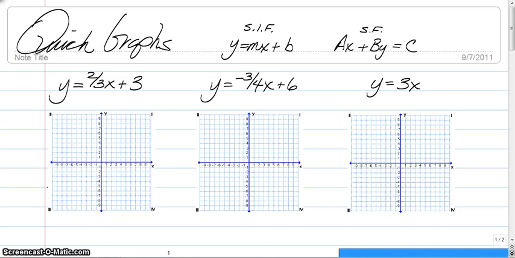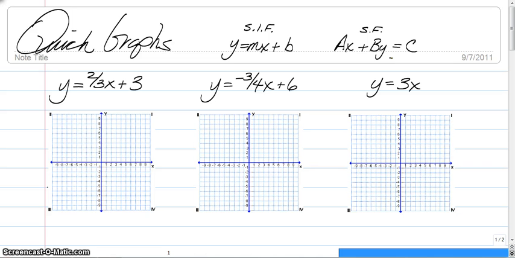A little ditty about quick graphs, okay? Slope-intercept form. That's something you learned back in the day, y equals mx plus b, where m is your slope and b is your y-intercept. Then you have standard form, which is ax plus by is equal to c.